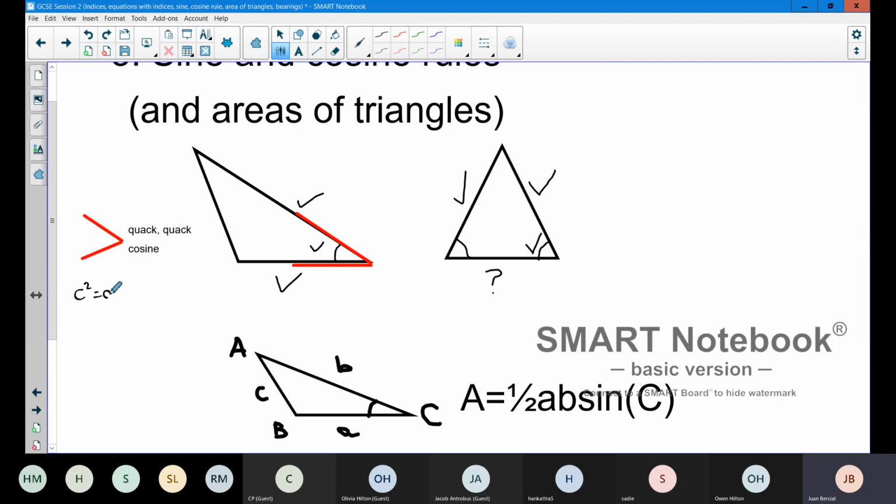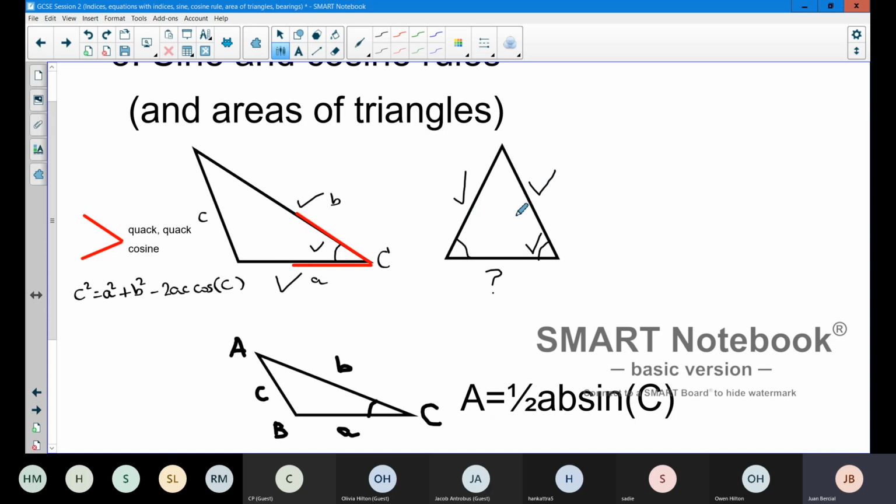squared is a squared plus b squared minus 2ab cos of that C. Okay, so if we call this C, remember the opposite like that, and then we've got a and b. So c squared is a squared plus b squared minus that.